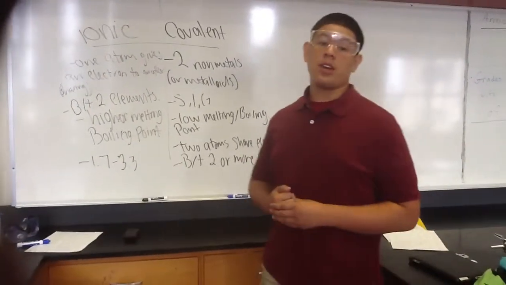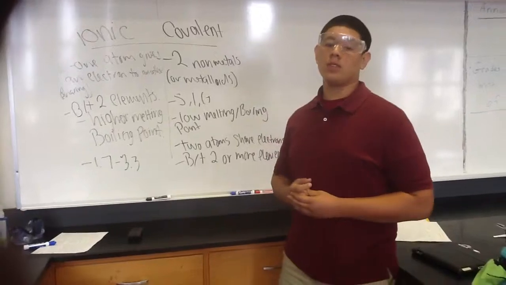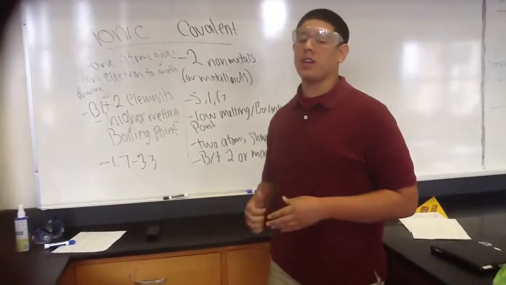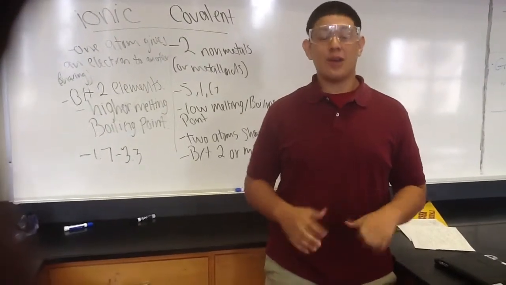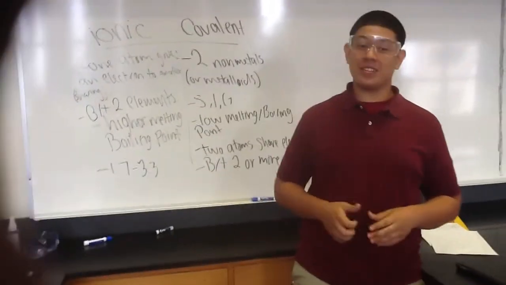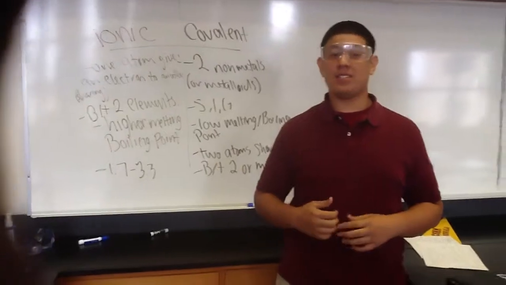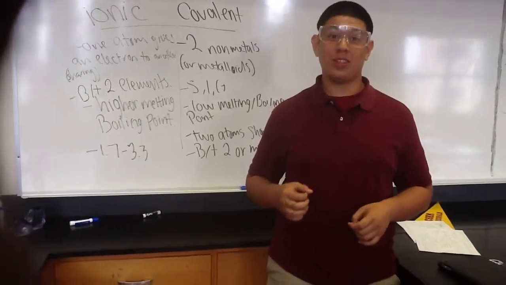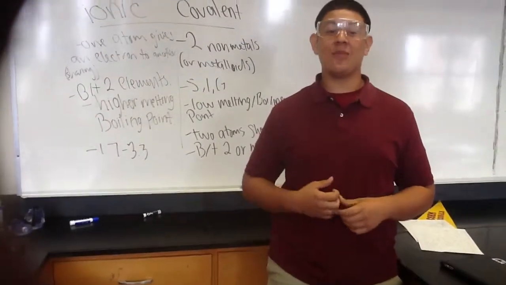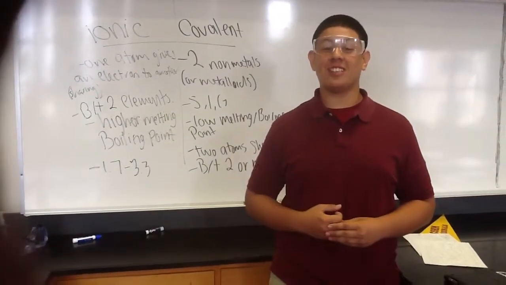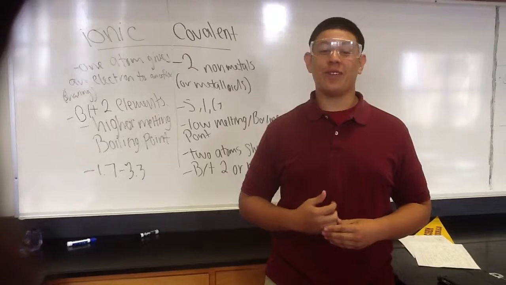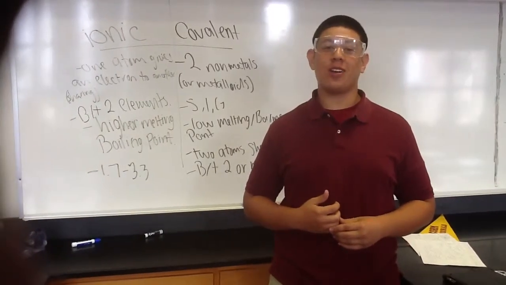Covalent bonds are made of two nonmetals or metalloids. Covalent bonds are solid, liquid, and gas. Because of the low value of electronegativity, which by the way is 0.0 to 1.7, it has a low melting and boiling point. Always remember covalent bonds share electrons, and finally, covalent bonds are between two or more elements.